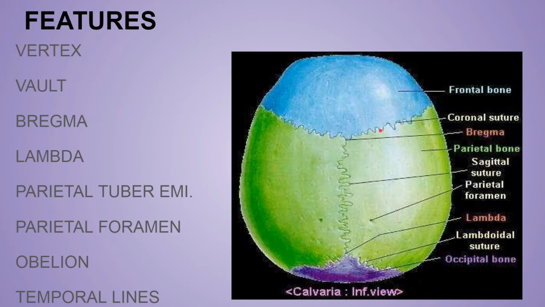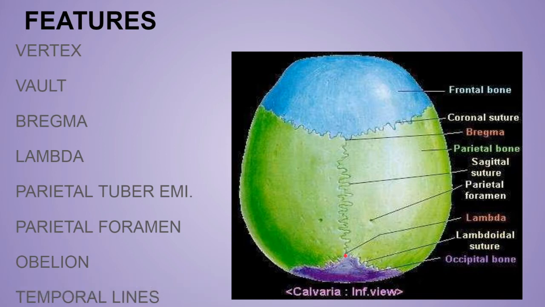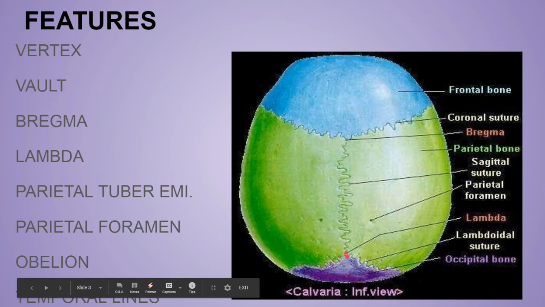Okay, now first of all, the bregma. This is the bregma, the meeting point of the coronal suture and the sagittal suture over here. It is also known as the anterior fontanelle. It closes at around 18 to 24 months of age and allows the growth of the brain. Lambda. Now over here, as you can see, this is the lambda, the meeting point of the sagittal suture and the lambdoid suture. This lambda is known as the posterior fontanelle, and it mainly fuses at 2 to 3 months of age.